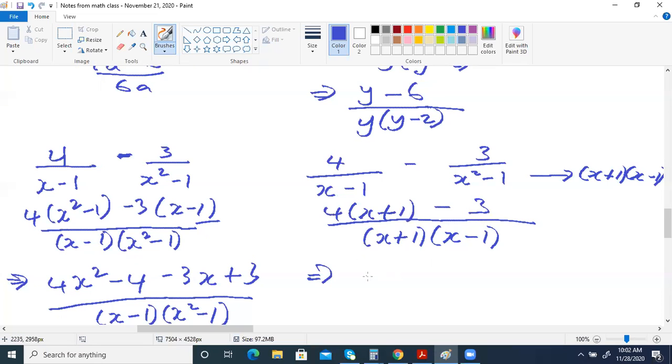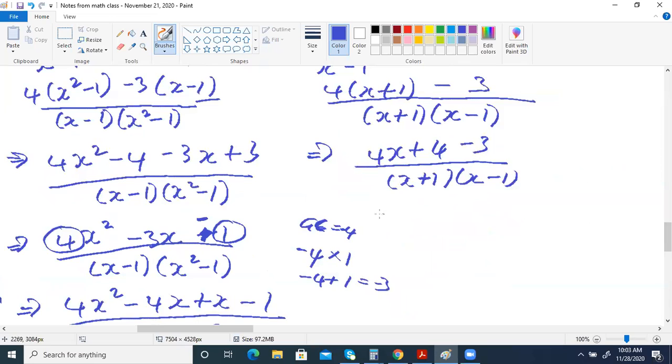And then now we'll work it out. This becomes 4x plus 4 minus 3 all over. So this is a plus sign. And then this now becomes 4x plus 1 over, and then I can put this back as originally written. Done. You saw the question done quick.